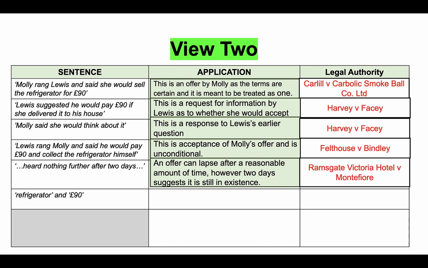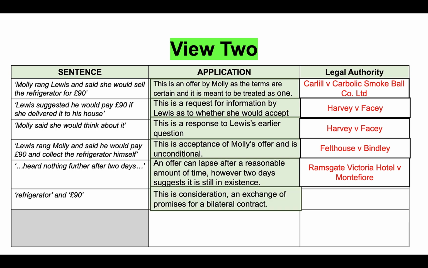And then finally, the refrigerator and £90. We just want to comment that that's consideration, and would be, wouldn't it, an exchange of promises, making it a bilateral contract. We could put in the Chappell and Nestlé case, couldn't we, about consideration being, what did we say earlier? Need not be adequate, but has to be sufficient. And I think £90 would be, wouldn't it?